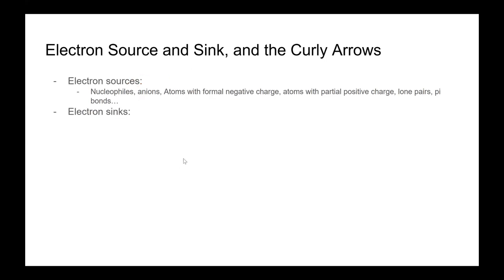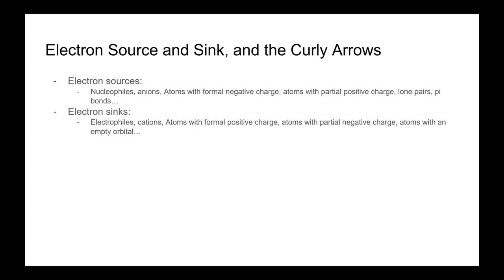Now, for electron sinks, or where the electrons like to go to, we call the whole molecule electrophiles. So electro for electrons, philes for loving. So it loves electrons, so it wants the electrons to come to it, and that's why it's called an electrophile. And you can have your cations, atoms with formal positive charge, partial positive charge, or atoms with an empty orbital that the electrons can go to. So these are electron sinks, and the electrophiles can be any of these. And I will demonstrate what electron sources and sinks are later on with examples.